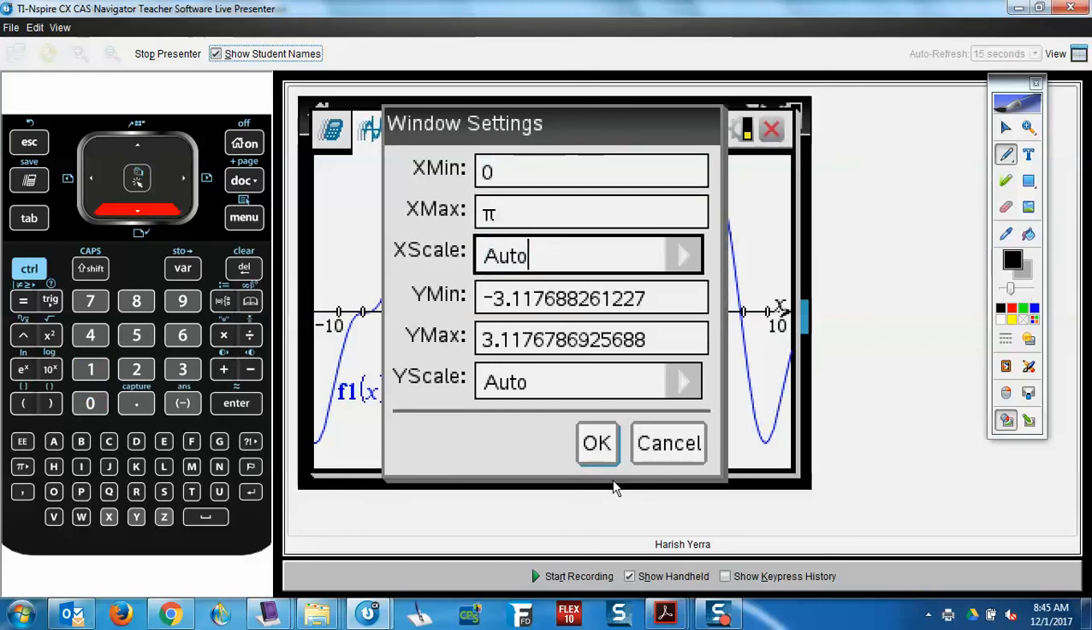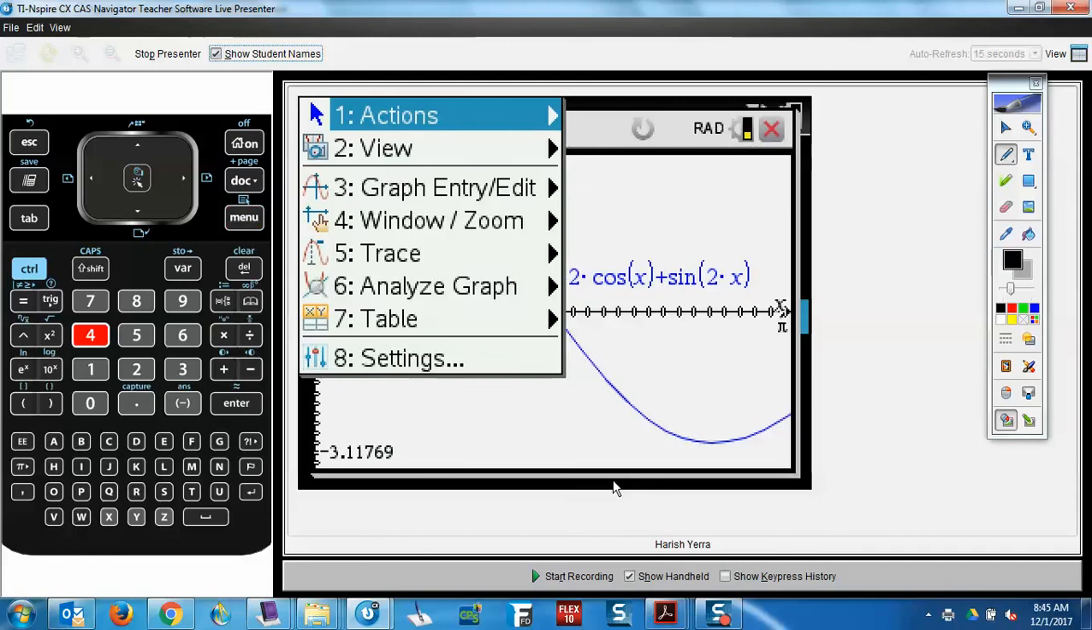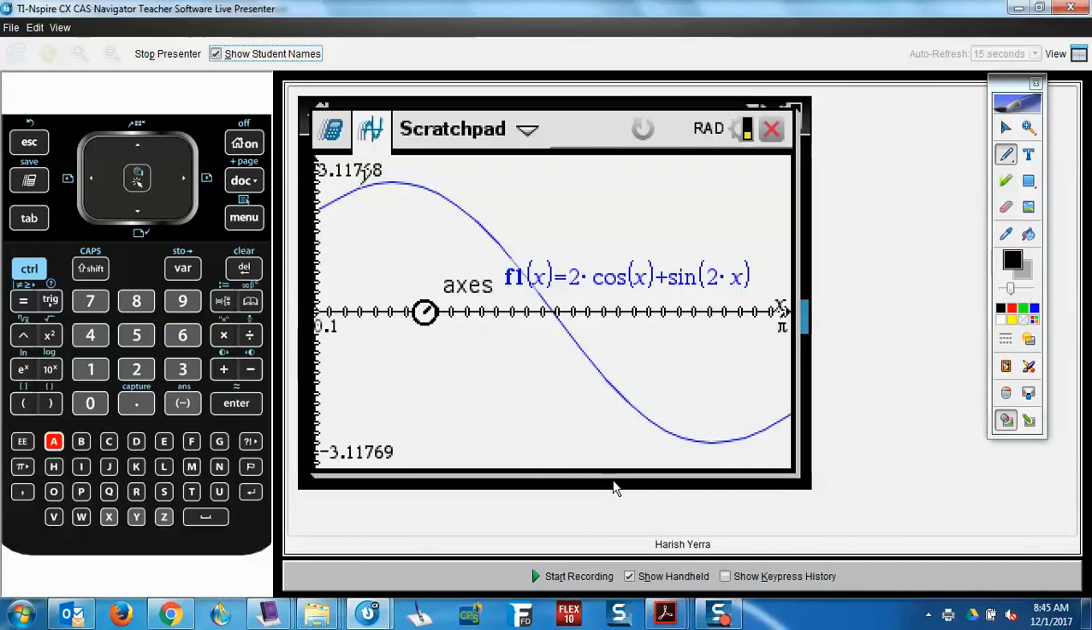Set 0 and pi. Okay, hit enter. Now go Zoom Fit. Well, it's actually fitting in there nicely, but just go to Window, Zoom Fit. What it'll do is check 0 and pi and a bunch of points in between, see all the y values, and fit your y's for you automatically. So it's a really nice tool if you know you only want to look at a certain interval.